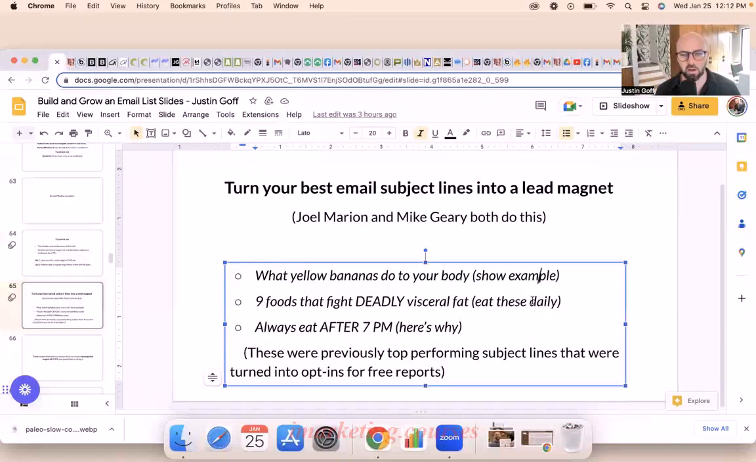Same thing. Mike Geary did that with this one. 9 foods that fight deadly visceral fat. Eat these daily. That was just a subject line that he used for, I think, a blog post or something. And then it got really good open rates. So he turned it into a report.